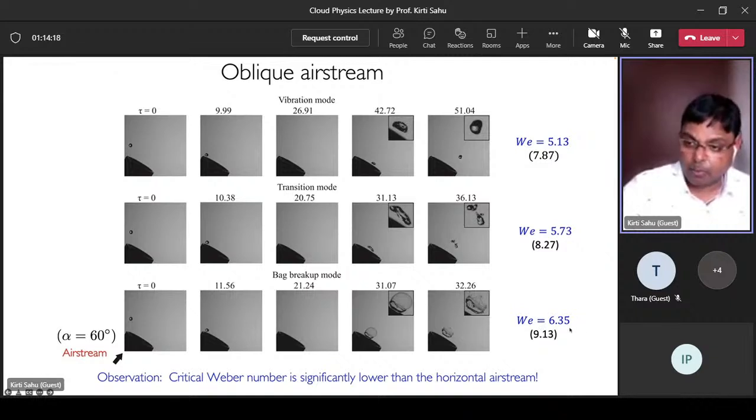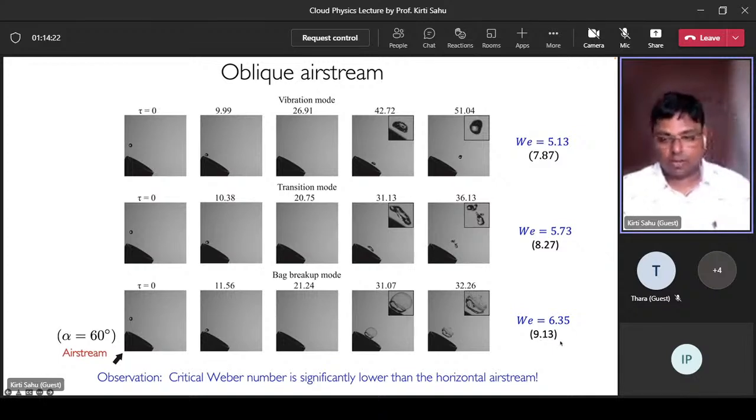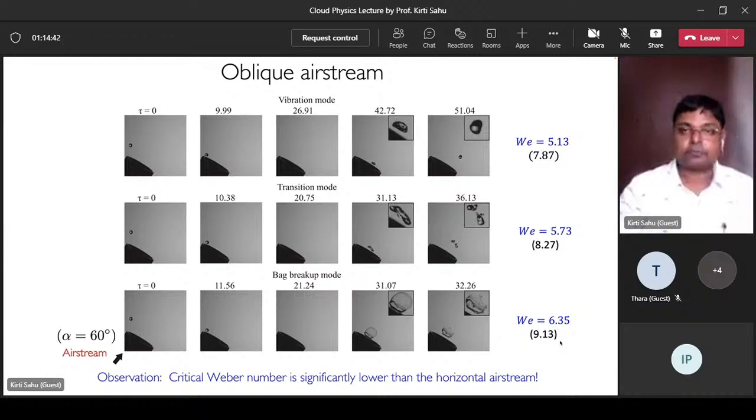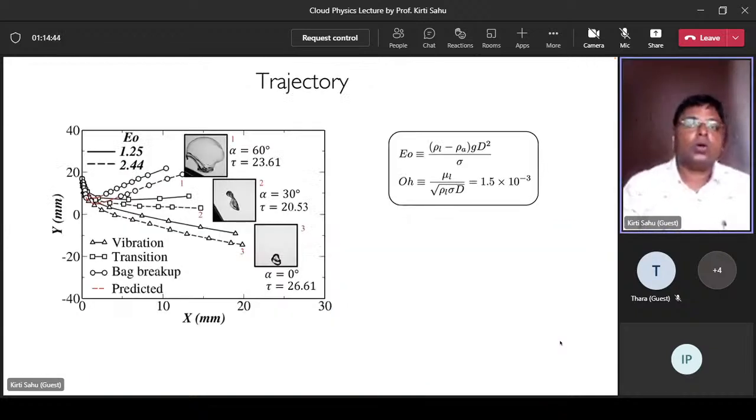Even the bag breakup mode occurs at a much lower Weber number as compared to the horizontal airstream. So what we can conclude from here is the critical Weber number requirement for the bag breakups decreases as we have an airstream interacting with a droplet at a certain angle. So even the trajectories are different.